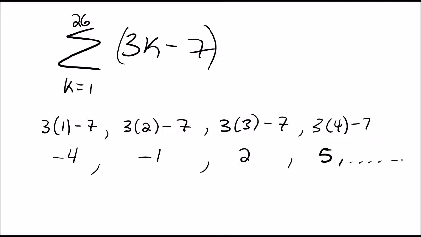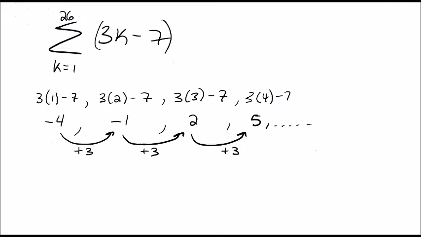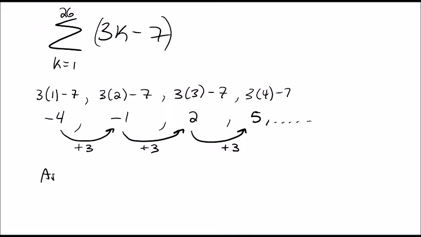Now, in our case here, we can see that there's a pattern. To get from negative 4 to negative 1, I add 3. From negative 1 to 2, I add 3. And from 2 to 5, I'm adding 3 here. This tells me that my sequence is actually an arithmetic sequence, because we're adding the same amount every single time.